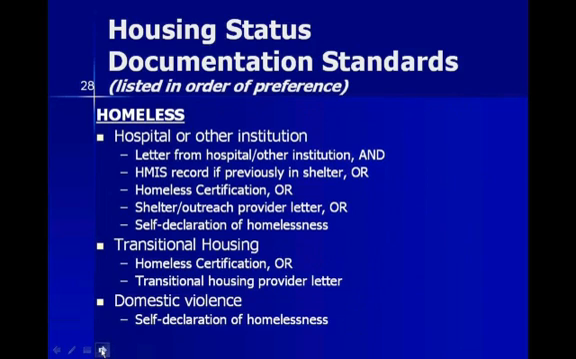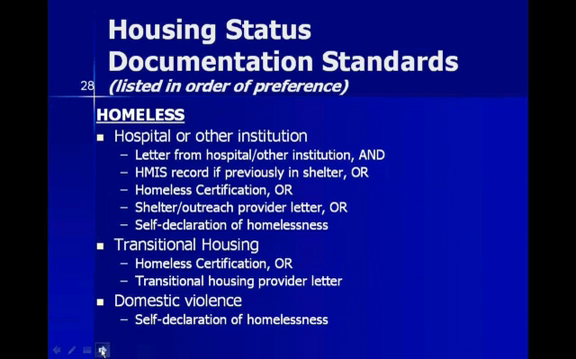So really there are two types of documentation. One is just that they're a resident of the hospital or institution, and then secondly that they were in a shelter or on the street prior to. The documentation for the prior shelter or street situation would be identical to if a person was currently in a shelter or on the street. So those documentation standards would apply for the prior situation before going into a hospital or institution.